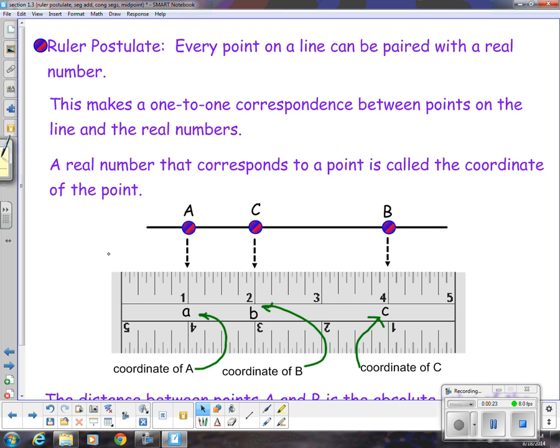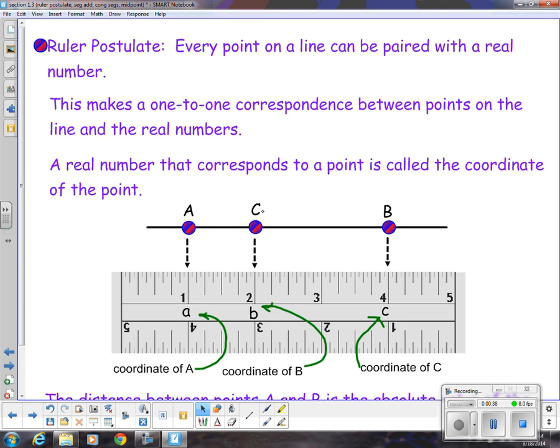So we're going to begin with the ruler postulate. Now the ruler postulate states that every point on a line can be paired with a real number. This makes a one-to-one correspondence between the points on the line and the real numbers.